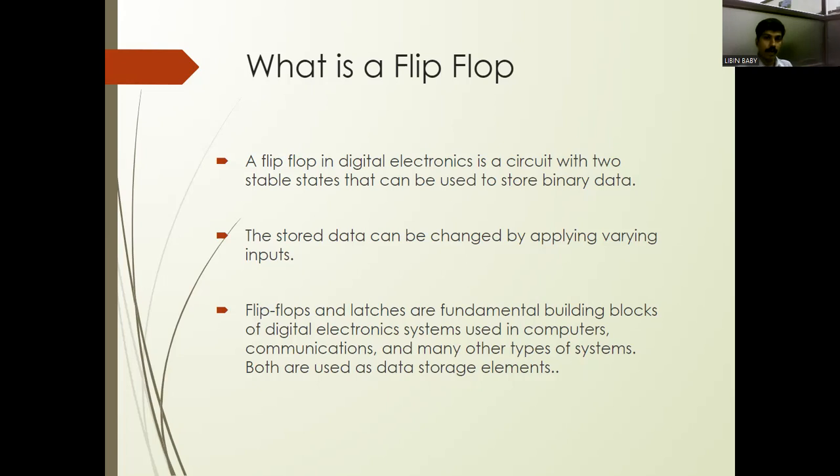Clock pulses we can divide into edge-triggered clock pulses: positive edge trigger and negative edge trigger. If I'm going for a positive edge trigger, that means the value varies from 0 to 1. A variation from 1 to 0 is considered a negative edge trigger.